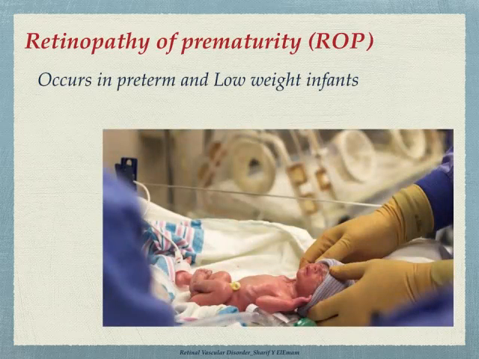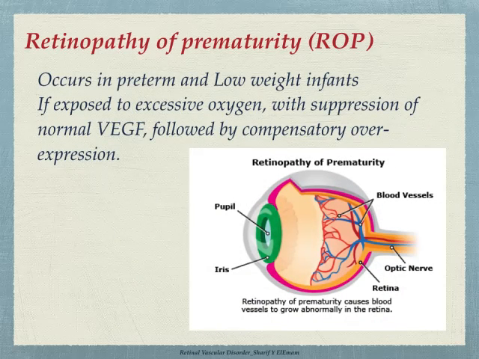It happens in preterm and low-weight infants. So you rarely see this, you never see this in adults, but it usually happens in infants. You see the effects if this infant is affected by it. You can see it as an adult who has no vision in this eye, or limited vision in this eye.